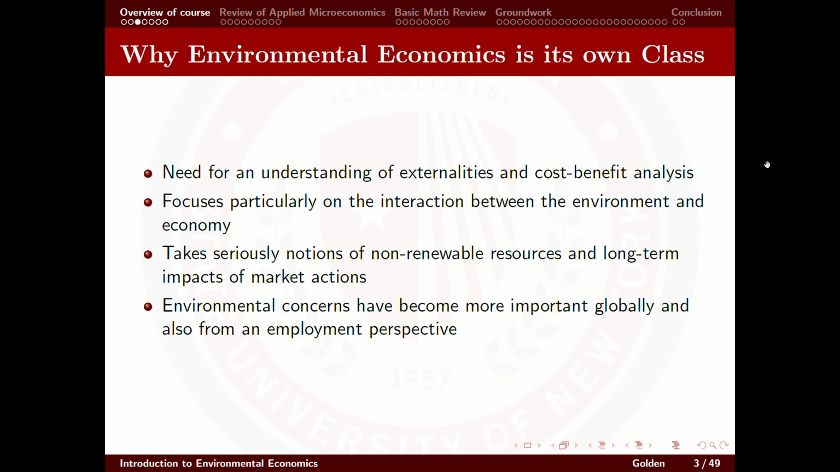We need an understanding of what happens when you're not a party to a transaction, but you're affected by the transaction. And we need an understanding for how to think about issues like climate change and pollution where there aren't really markets. We focus on the interaction between the environment and the economy. Most economic models abstract away from the environment entirely, and we think specifically about how these two things interact. We take seriously the notions of non-renewable resources and impacts of market actions.